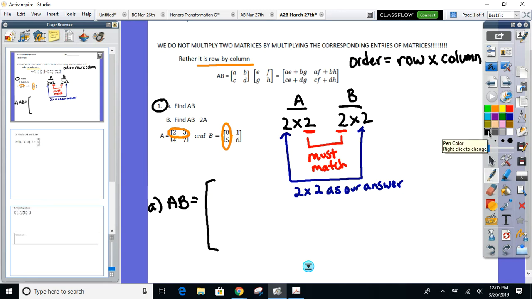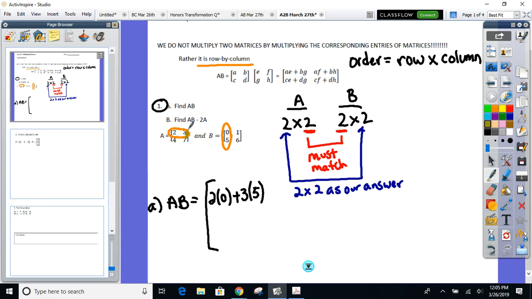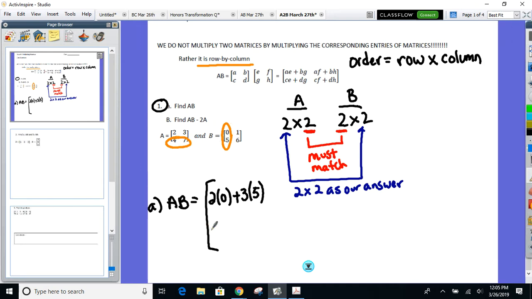I'm first going to multiply 2 times 0, and I'm going to add that to 3 times 5. Row times column. Whatever that number happens to be, we'll do it in a second. That is what my first number in the matrix is. How do I get this second number right down below it? Well, now I'm going to do row 2 times column 1. So row 2, column 1, that'll go right in this position here.